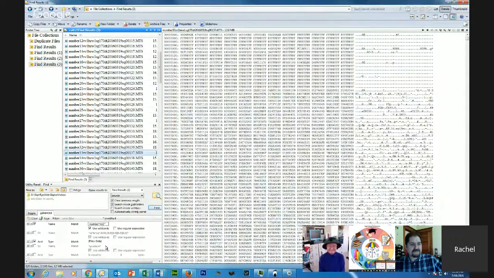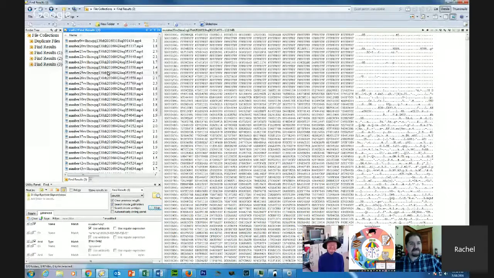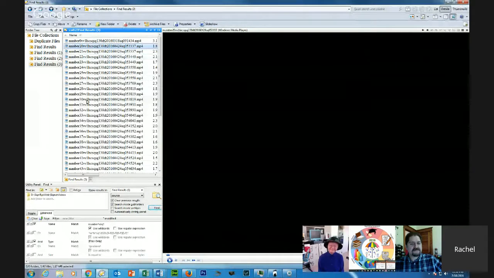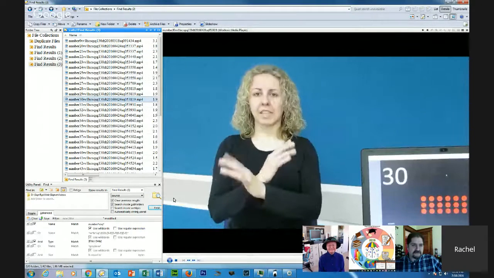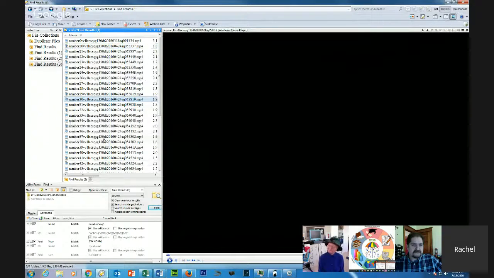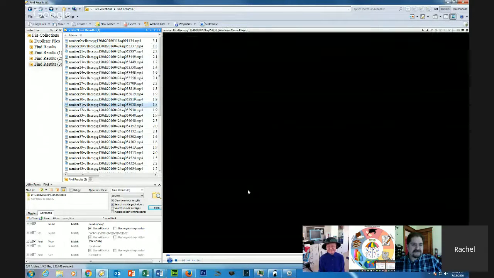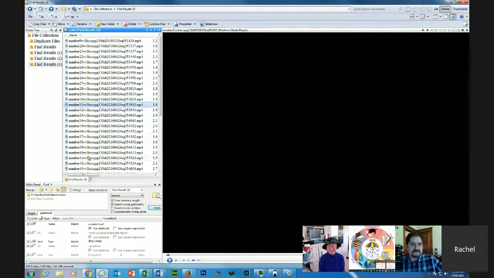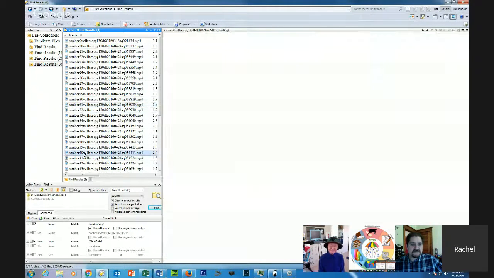Let's take a look at some old signs from Croatia that they gave us. They were very nice. Here's Croatia, 20. You see the fluttery fingers under the chin. Now let's look at 30. Fluttery fingers in space. All right, and let's look at 31. See, the digits are different from the tens. 40.